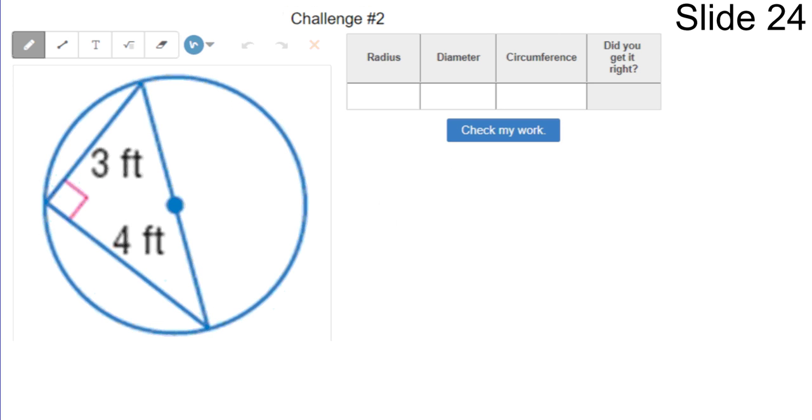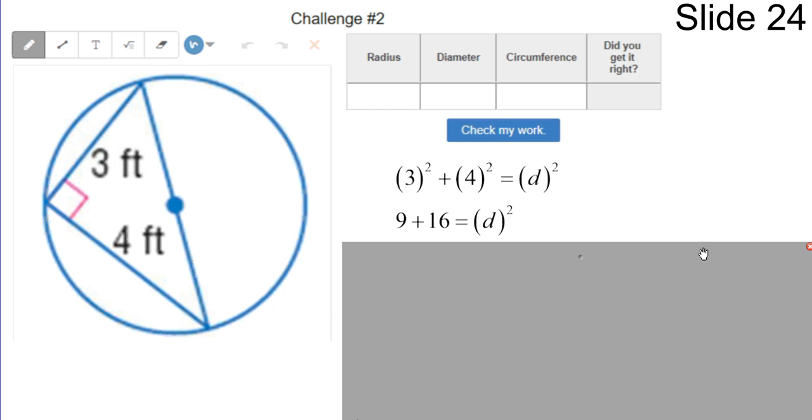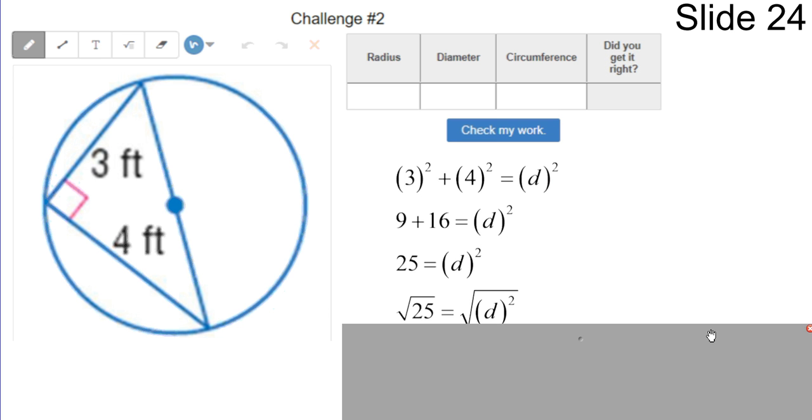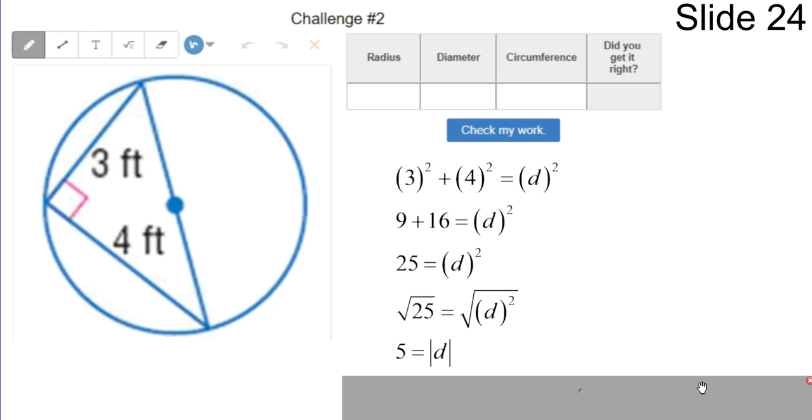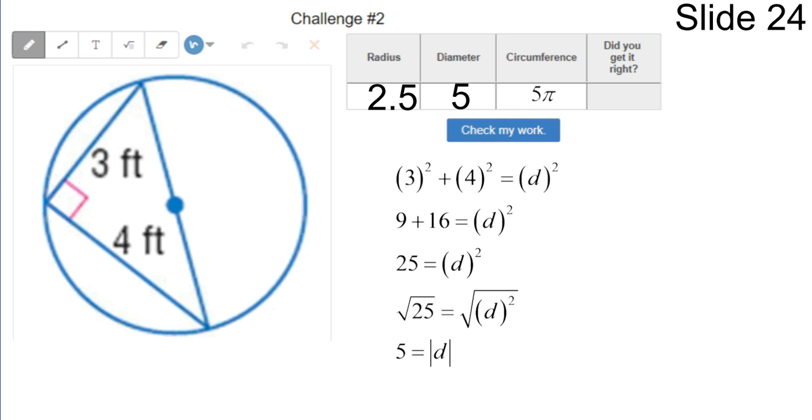For our slide 24, again, we have another right triangle with legs of 3, 4, and we're looking for the diameter. So substitute those into your Pythagorean theorem and evaluate. So our diameter here would be 5 units positive, right? Because we only have positive lengths. The radius would be half the amount of 5, which is 2.5 feet. And then the circumference would be the diameter of 5 times pi, so 5 pi feet.